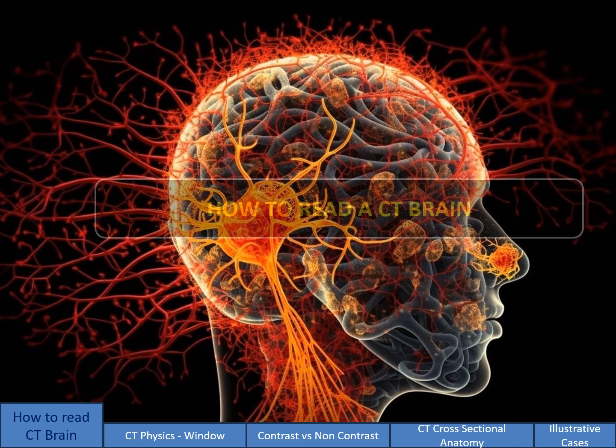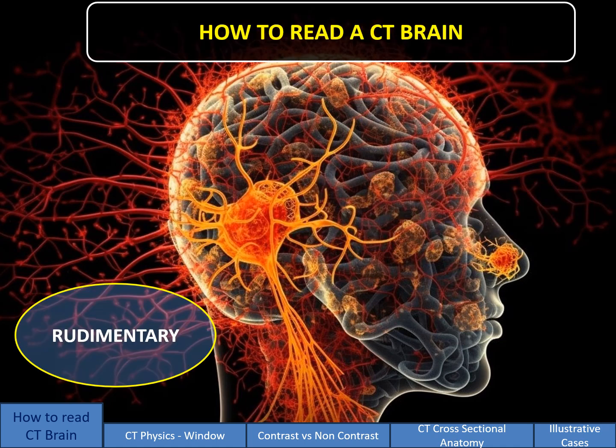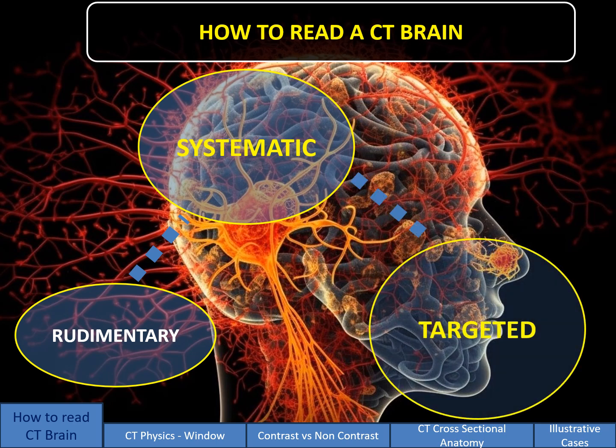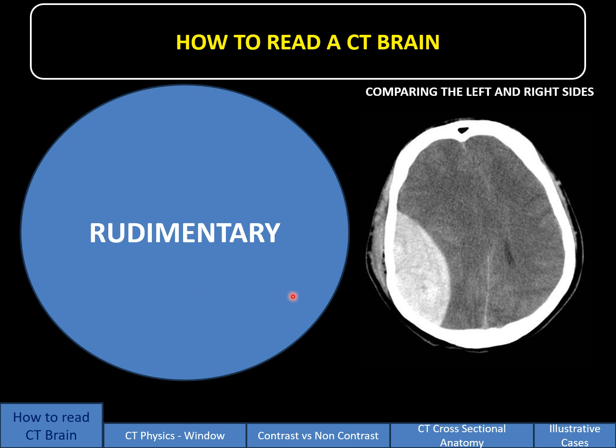So coming to how to read a CT brain, there are three ways in which we do it. There's a rudimentary approach, a more elegant systematic approach, and there is a targeted approach. What is the rudimentary approach? Rudimentary approach is very simple. You compare the right and left sides of the CT brain. So here we are able to say this is the right side of the brain and this is the left side. There's something large and white sitting here, which is basically an epidural hematoma. If you compare the right and left side and come to a conclusion, that is called the rudimentary approach, which is what is basically done by a person who is not exposed to interpreting CT brain.